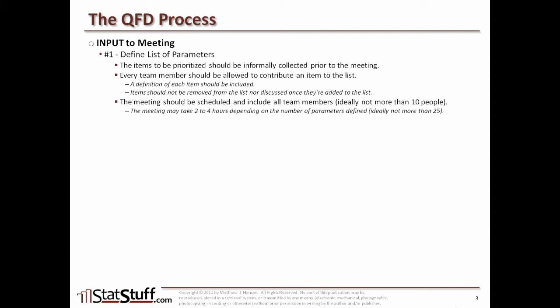Now, the meeting itself may take 2 to 4 hours, as I mentioned earlier, and it really depends on the number of parameters that you're trying to define. So ideally, the list of parameters that you identify should be no more than 25. If you're getting more than that, it's probably going to be a much longer meeting, and maybe you're going to get into stuff that you really don't need to get into. So you should try to limit it to maybe 25 if possible.